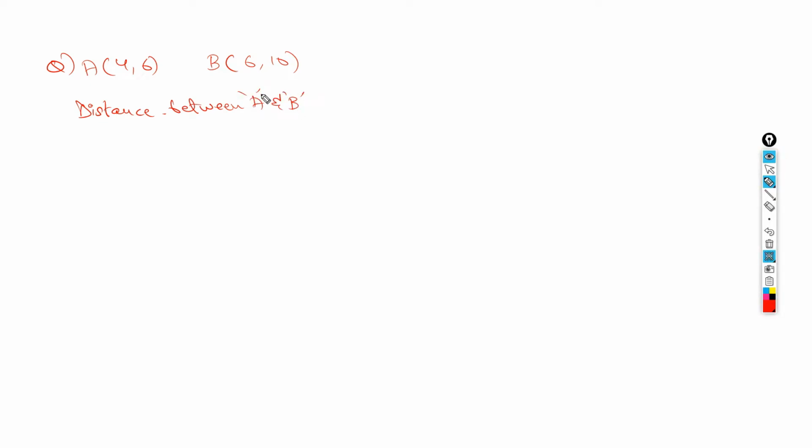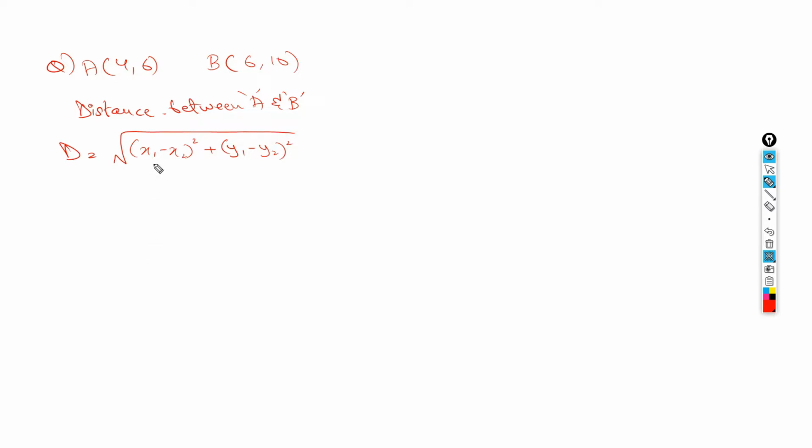So how will you find the distance between A and B? You have a formula for distance as well. What is the formula for distance? The formula is under root x1 minus x2 the whole square plus y1 minus y2 the whole square, and everything under root.